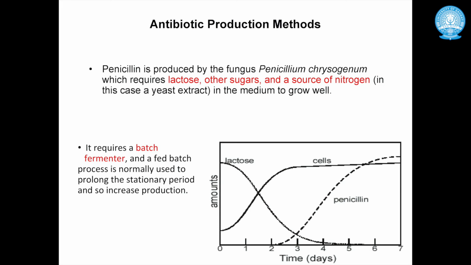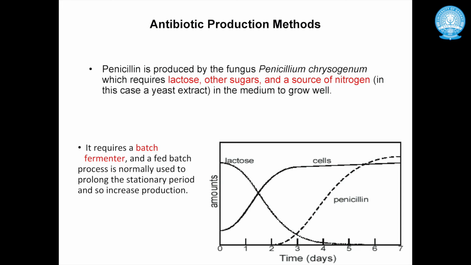requirement was the phase wherein the cells stop growing, and here in the case of penicillin production, the requirement is also the lack of growth of cells, because penicillin is a secondary metabolite unlike citric acid, which is a primary metabolite. In the case of penicillin, which is a secondary metabolite, secondary metabolites are ideally produced only when these cells are in their stationary phase or death phase, just before the death phase.